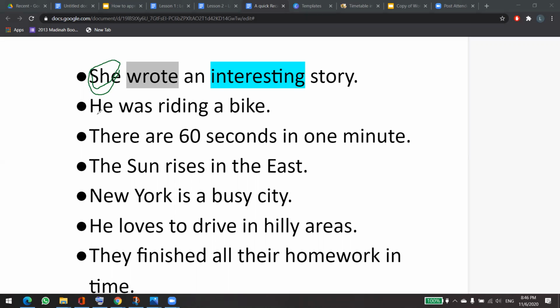Now this one. Was riding is the fail action. Who is the doer of the action? He. So he is Rafa, okay? Yes, the sun rises in the east. Rises is the fail action. The doer is sun. So sun is Rafa.